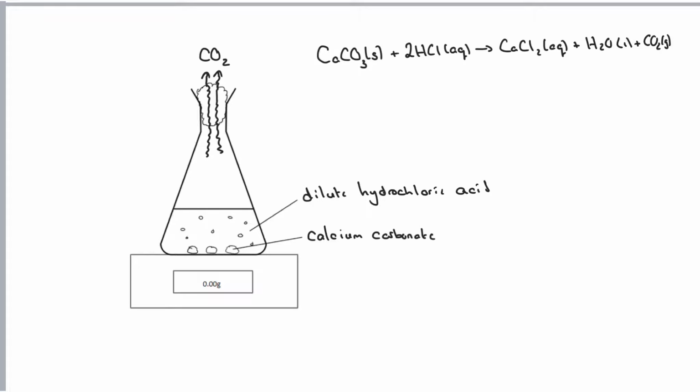Now it's important not to use this method for a reaction that produces hydrogen. Hydrogen's got the lowest density of any gas at all, and you would have to have a very, very precise top pan balance to record any loss in mass at all. This is suitable for a chemical reaction like the one in the example that produces a dense gas like carbon dioxide.